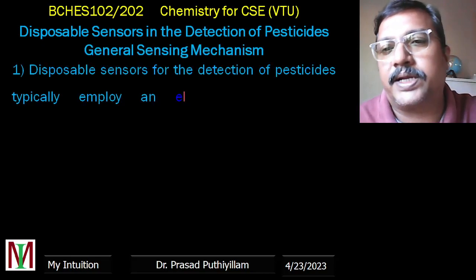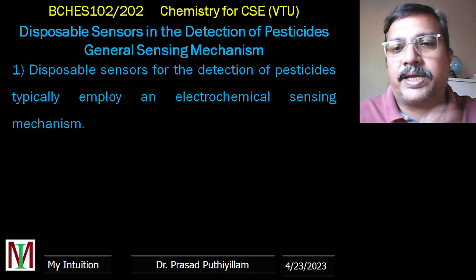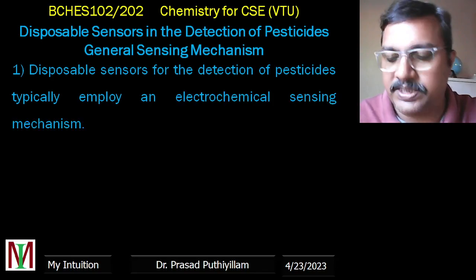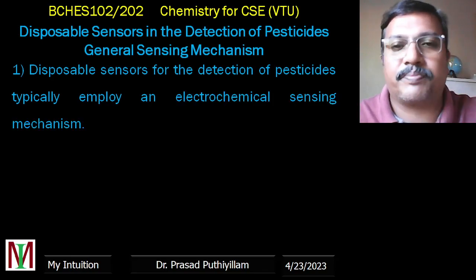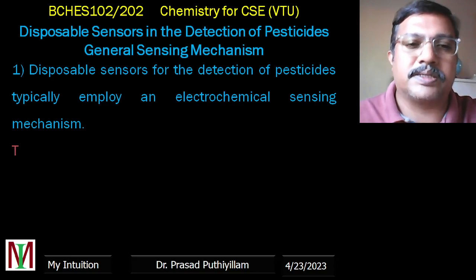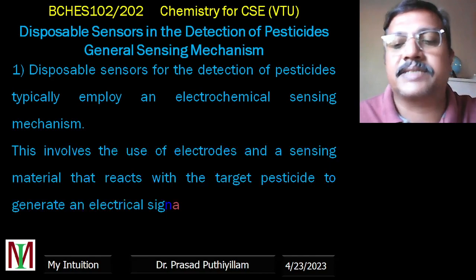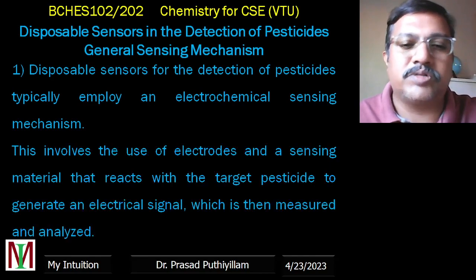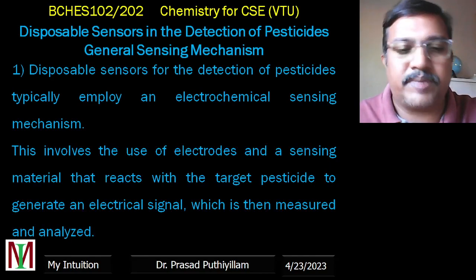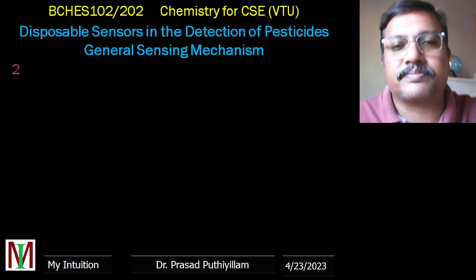Disposable sensors for the detection of pesticides typically employ an electrochemical sensing mechanism, which I already said. They use electrodes for the sensing. It involves the use of electrodes and sensing material that reacts with the target pesticide to generate an electrical signal, which is then measured and analyzed.